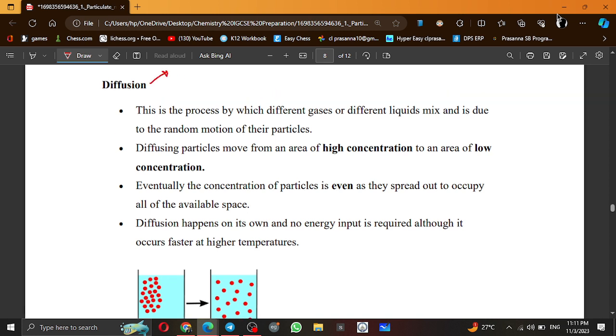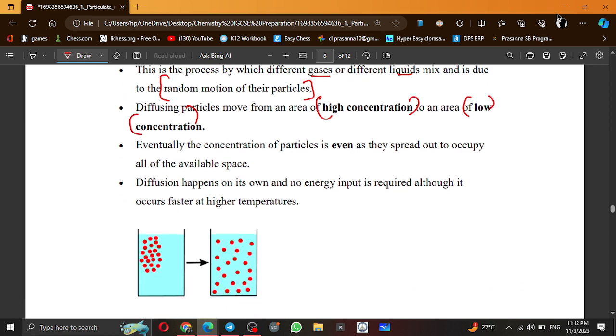Then we have diffusion. Diffusion occurs only in fluids, it does not occur in solids. Fluids are basically liquids and gases. This is the process by which different gases or different liquids mix, due to the random motion of their particles. Really important. In diffusion, the particles move from an area of high concentration to an area of low concentration. Eventually, and remember, no energy is required for that, the concentration of the particles will become even.